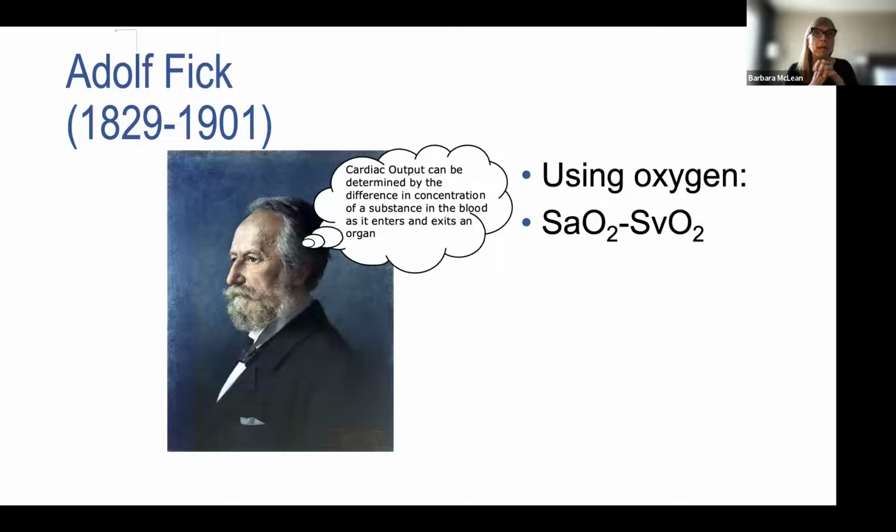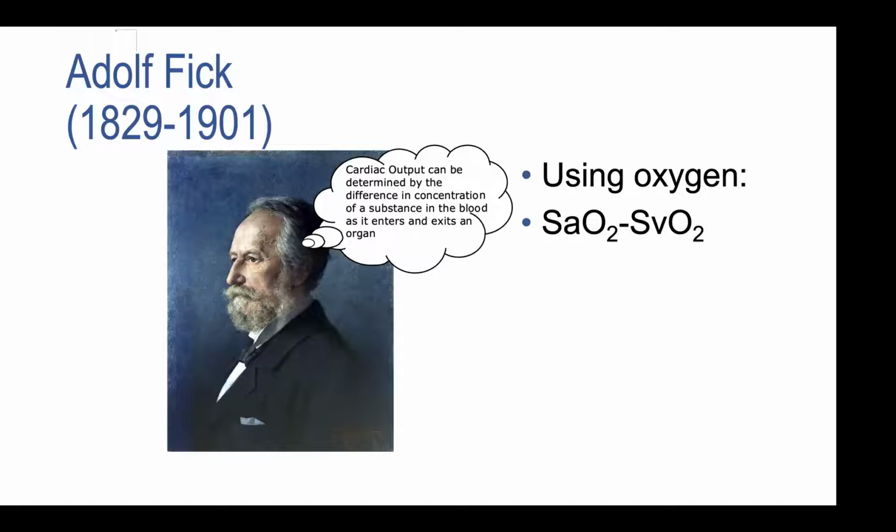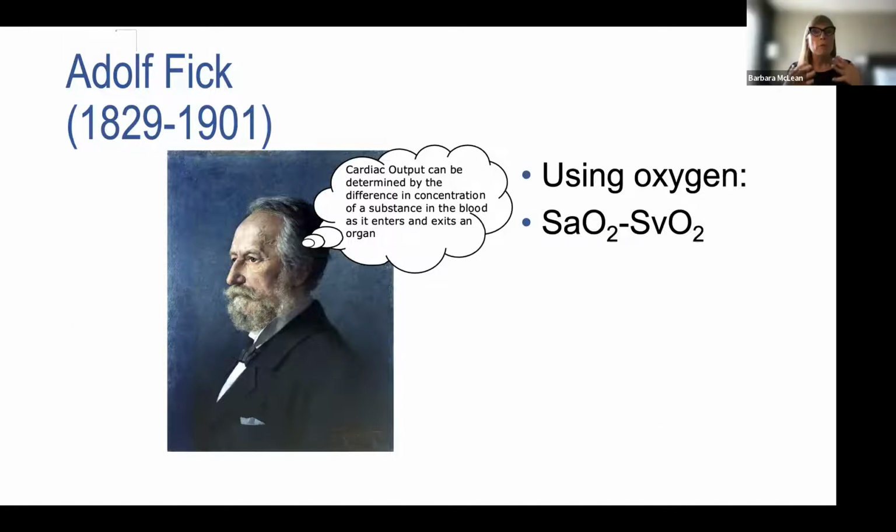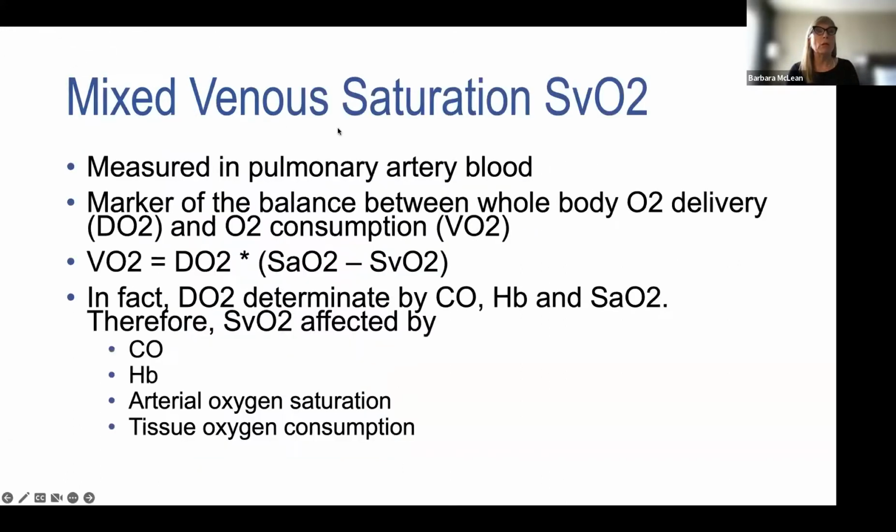So Fick basically said cardiac output could be determined by concentration of a substance in the blood. Well, people use that. They use that with indicator injection of cool fluid. They use it with indicator injection of lithium. We use a lot of different indicators to actually evaluate this, but this is your patient's own indicator. That's oxygen. SaO2 minus SvO2, CaO2 minus CvO2. So really, really important when we take a look at that.